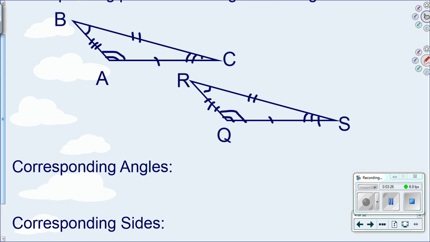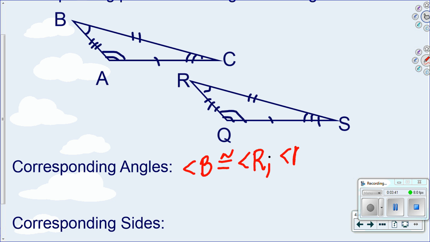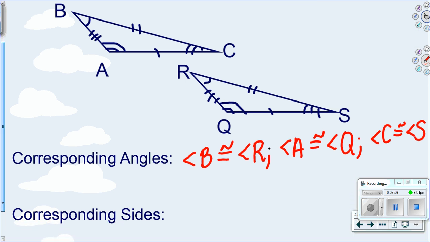Okay, who can tell me one set of corresponding angles, Haley? B and R. Angle B is congruent to angle R. Good job. Who can tell me another one? David? A and Q. Good. Angle A is congruent to angle Q. And Amreen? Angle C is congruent to angle S. Excellent. We need to identify our corresponding sides.